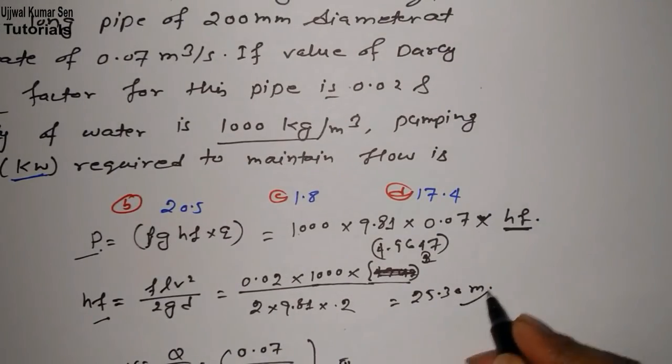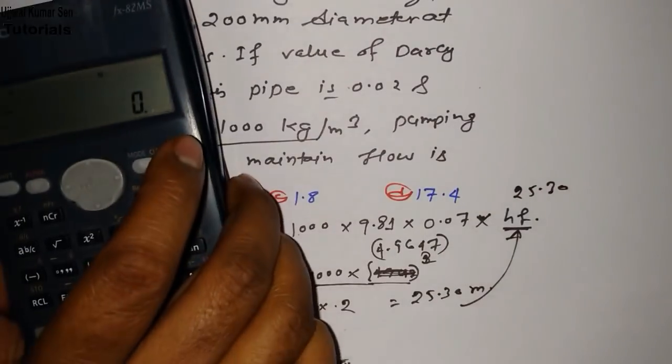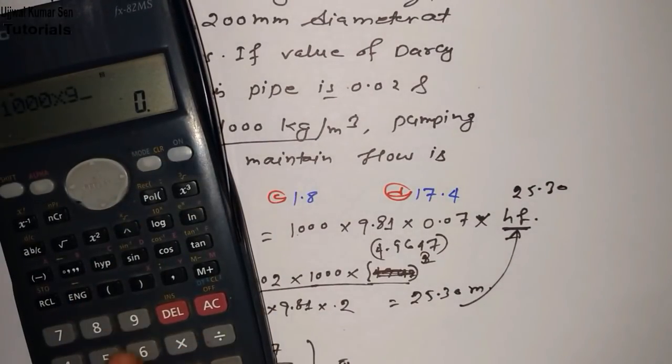So we just need to put this value here, 25.30. Now just do the multiplication: 1000 times 9.81 times 0.07 times 25.3.